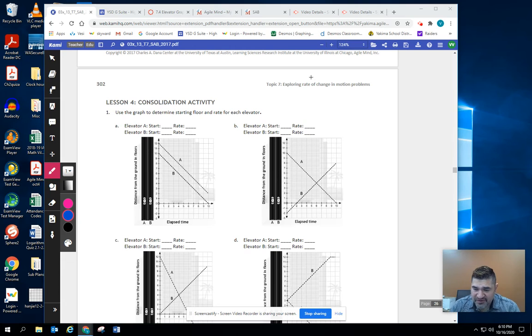Here's our consolidation activity. Number 1 says, use the graph to determine starting floor and rate of each elevator. Where is our start? Well, we're going by time, so our start would be at 0. This is for elevator A. So we are starting at floor 12.